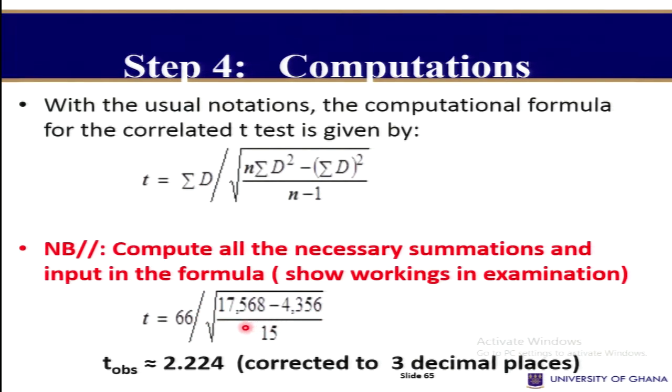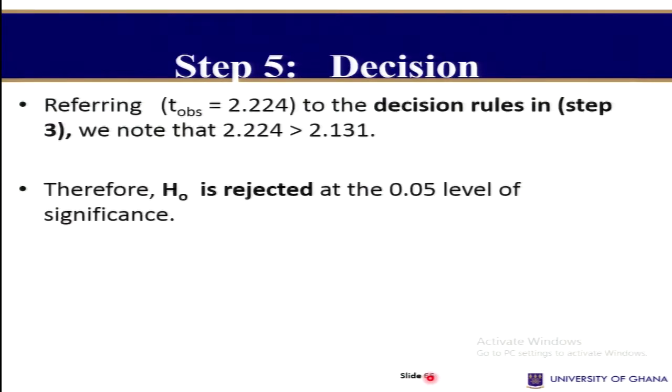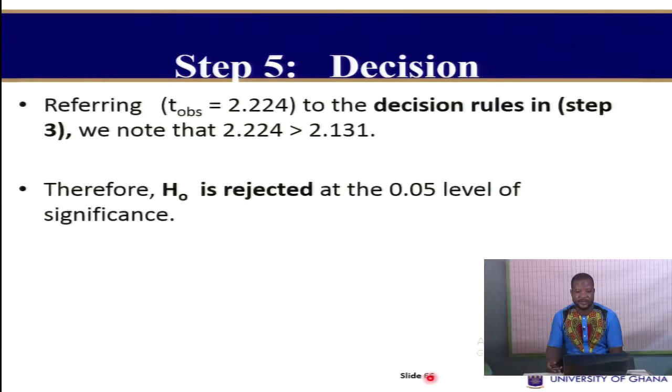The rest of it is here. Our t observed will be approximately 2.224. So this comes to 2.224. Remember to correct it to 3 decimal places. So that we come to step 5, the decision. This is where we take a decision as to whether we retain or reject our HO based on the information we have obtained from step 4 and the decision rule we have set in step 3.